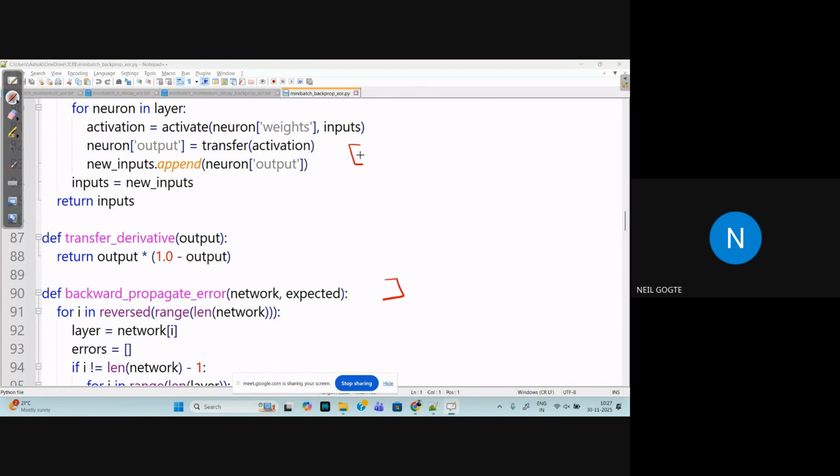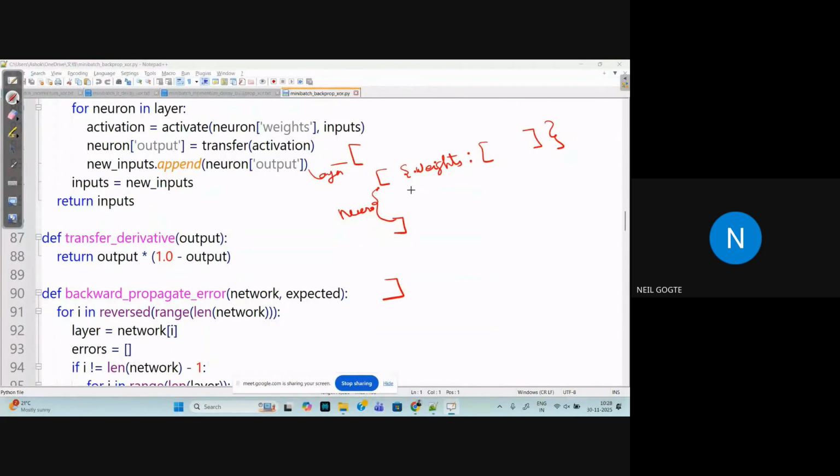So there is a list of layers. Each layer is a list of neurons. Each neuron is represented as a dictionary. So there is a set of neurons. Okay, so this is one element. This is a list of layers. Each layer is a set of neurons. So this is a list of neurons. Each neuron is represented as a dictionary. One of the fields in the dictionary is weights, and the weights itself is a list.